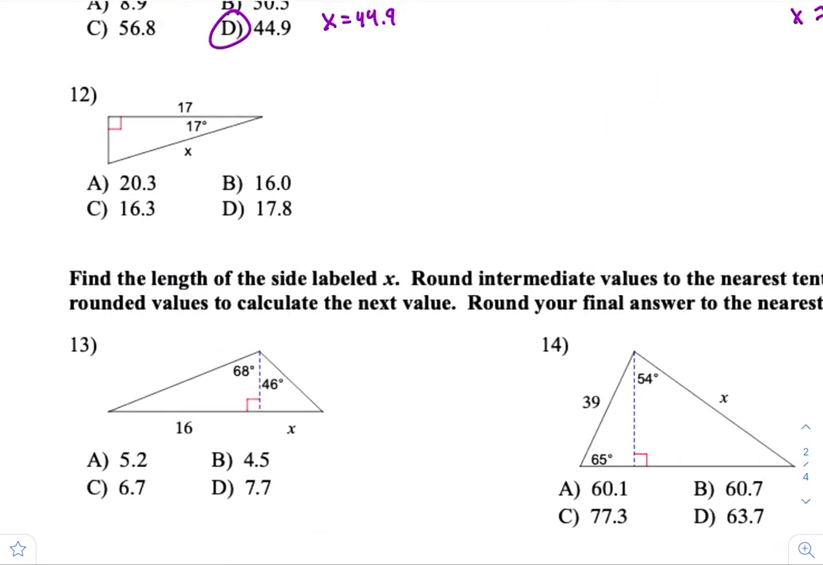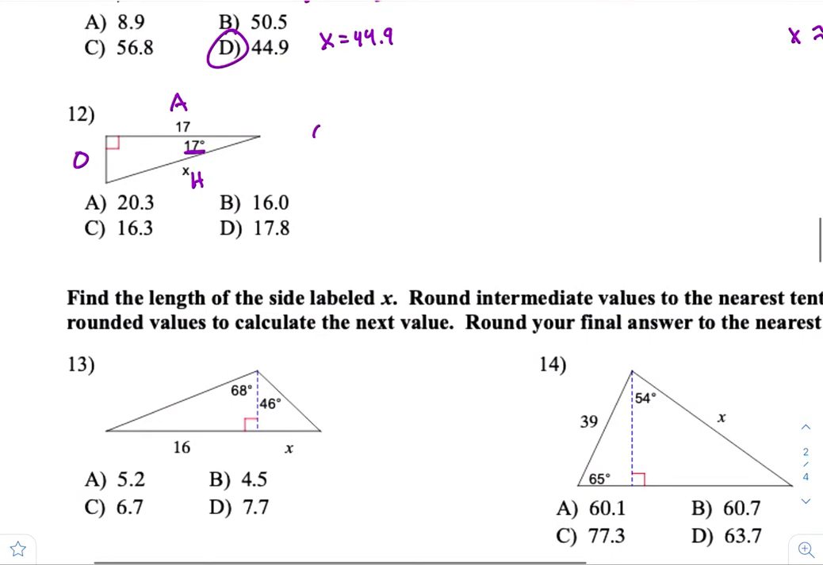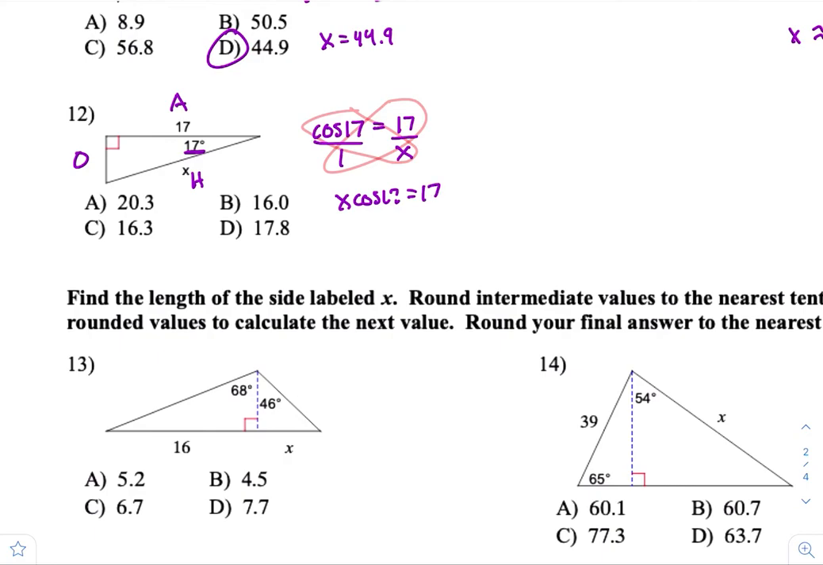Okay, number 12. So we have this angle measurement. Opposite, adjacent, hypotenuse. So we're going to be using A and H. So that's cosine, you guys. So cosine of 17 is equal to adjacent over hypotenuse. Cross multiply. So we got x cosine of 17 is equal to 17. Divide both sides by cosine 17 so that we can isolate our x. X is equal to 17 over cosine of 17.